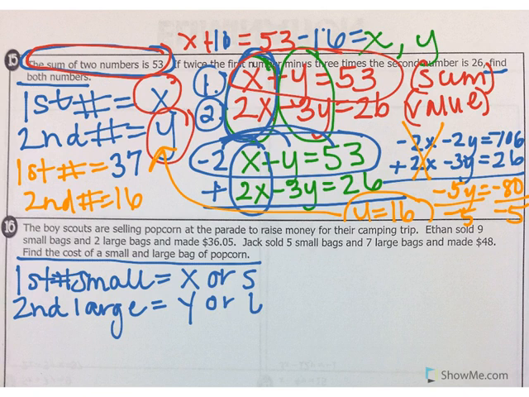The next thing that you need to do is figure out what each equation represents. For the first equation, I said that the first equation represents sum, and the second equation represents the value. For this problem, you're talking about two different things, but it's not sum and value. You're talking about Ethan and Jack. So your first equation is going to be about Ethan, and your second equation is going to be about Jack.